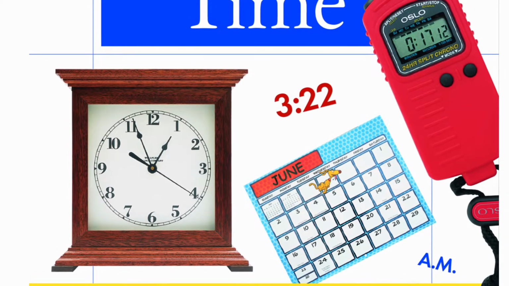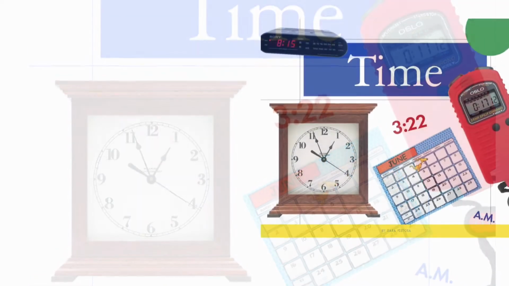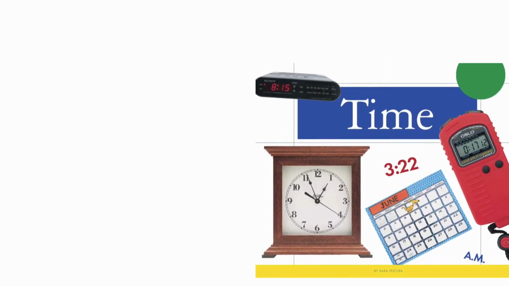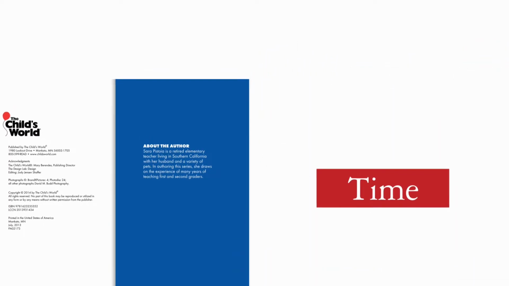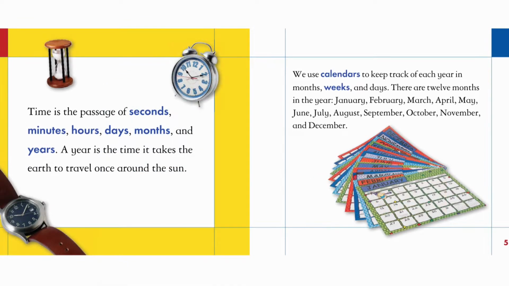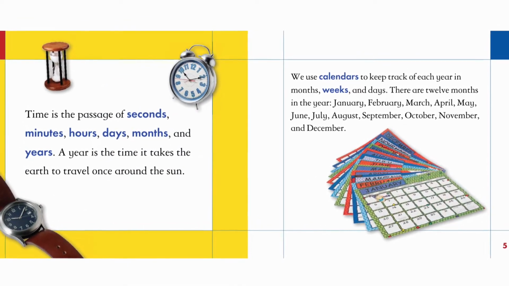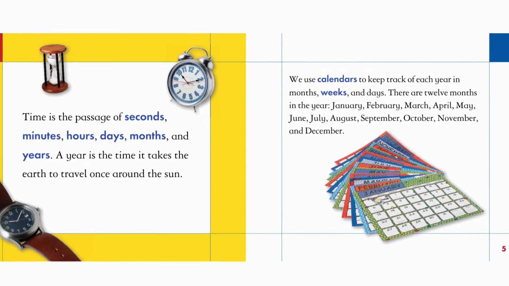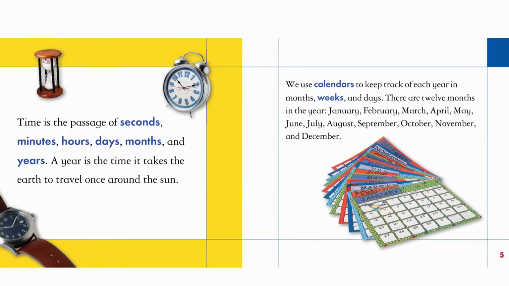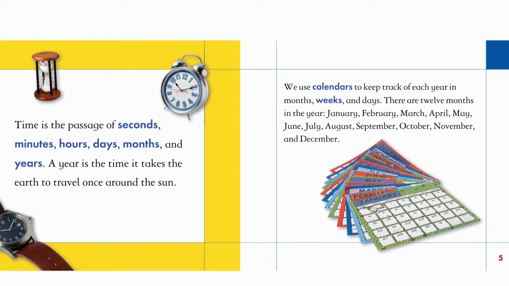Today it's about time. The title of this is Time. Time is a passage of seconds, minutes, hours, days, months, and years. A year is the time that it takes Earth to travel once around the sun. We use calendars to keep track of each year in months, weeks, and days.